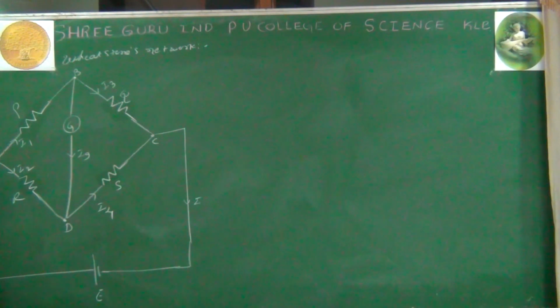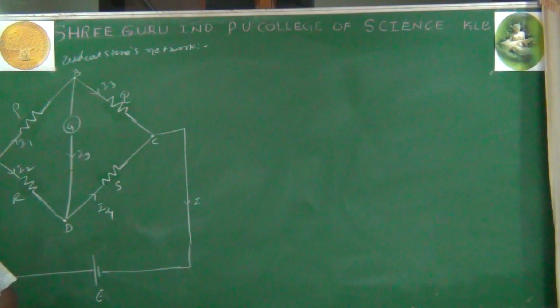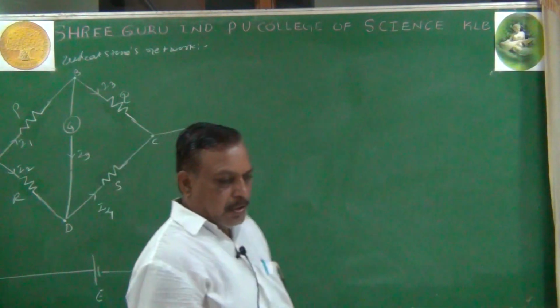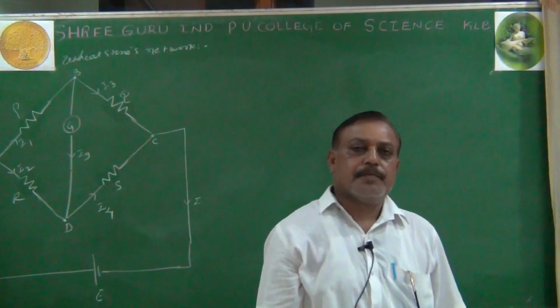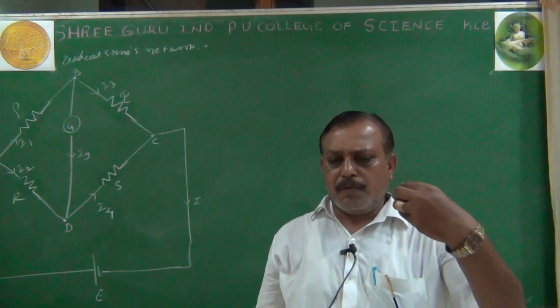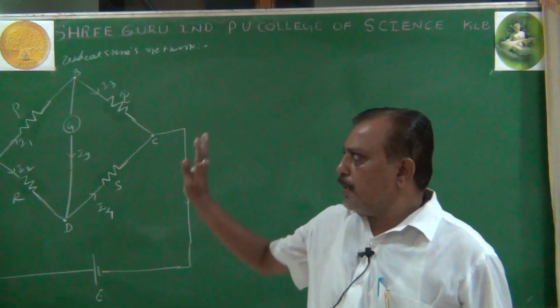Now this is my Wheatstone network. I1 and I2 are the current through P and R, and I3 and I4 are the current through Q and S. And Ig is the current through the galvanometer of resistance G. To derive the Wheatstone network, we have got three hints. Just follow those hints, and the derivation ends.